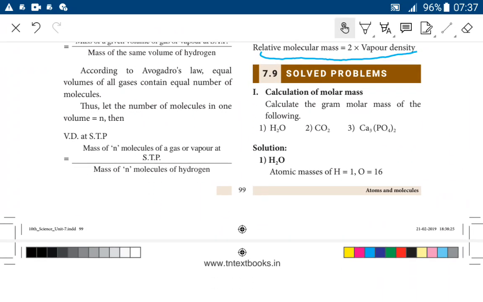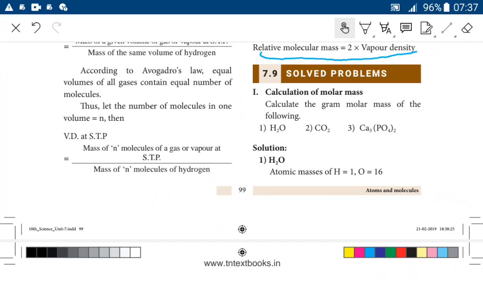Next, see how to solve the problems using the given details. Calculate the gram molar mass of the following: water, formula H2O, carbon dioxide, calcium phosphate, and we should know the atomic mass of these elements. It is already given in the previous table.